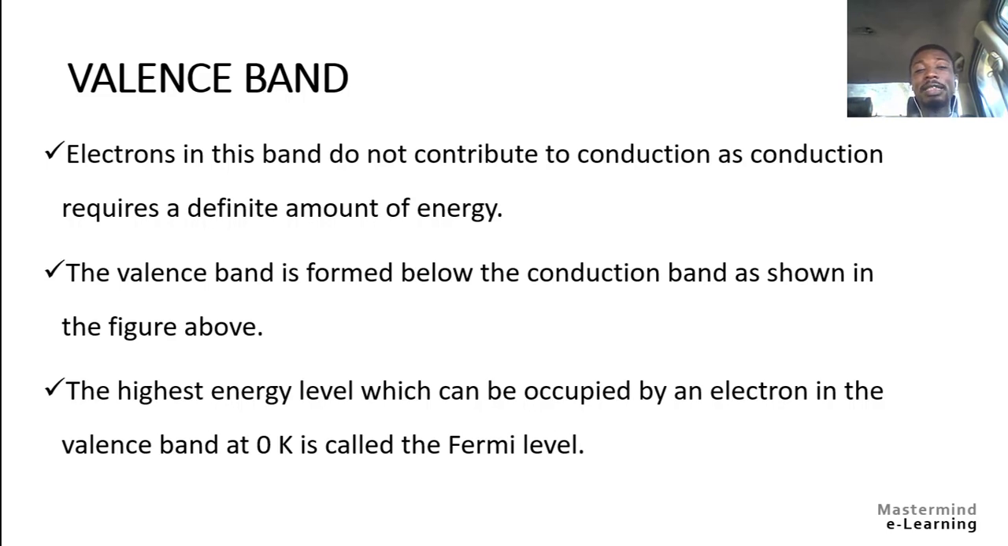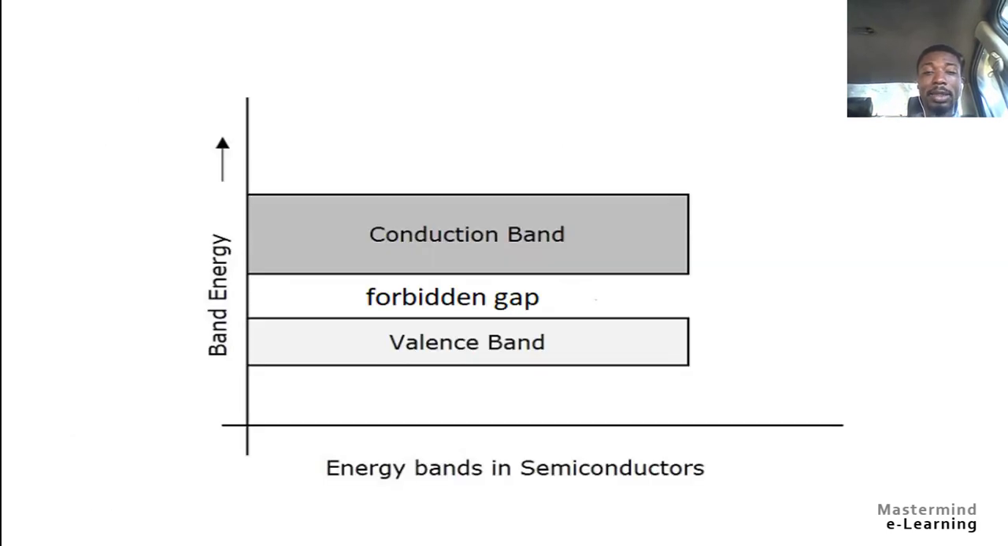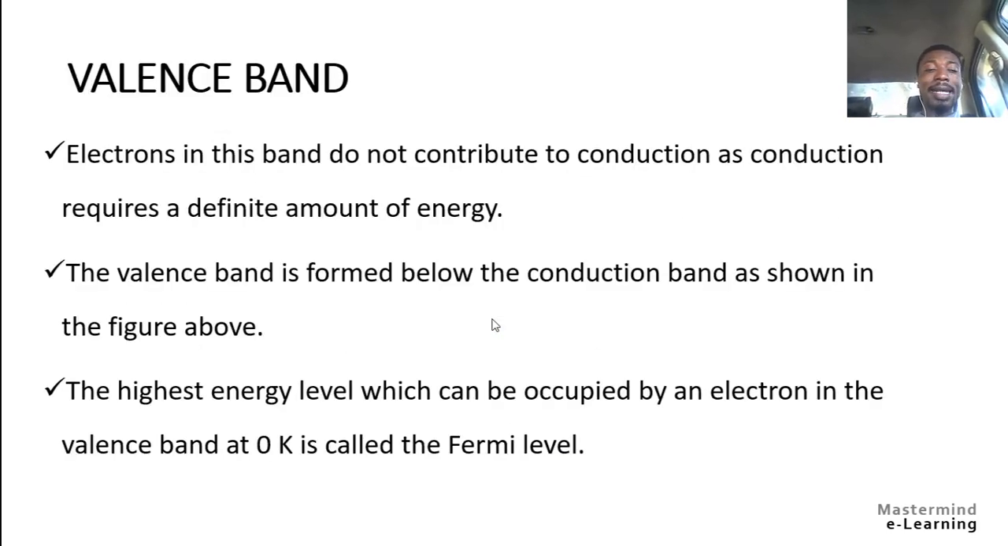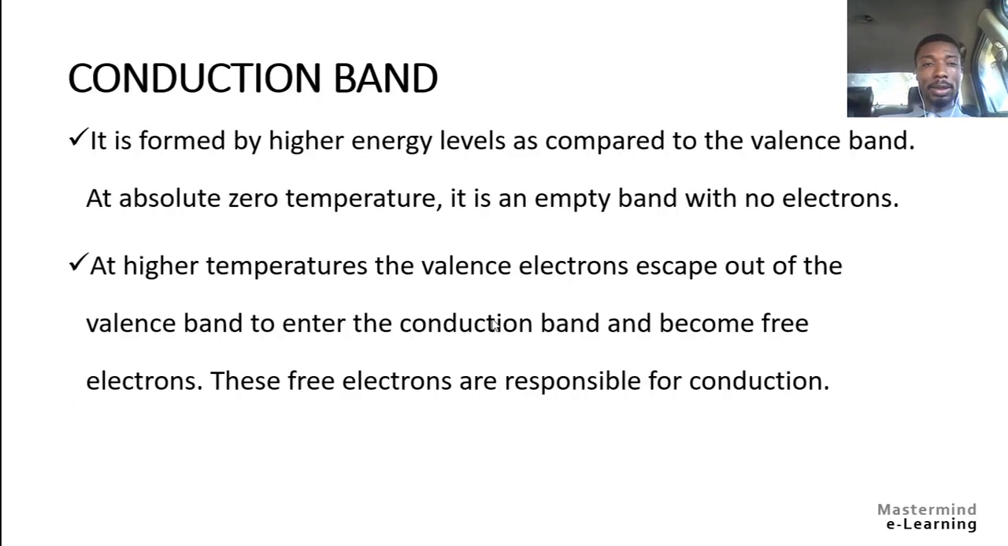The valence band is formed below the conduction band, as shown in the figure above. We looked at a diagram earlier. You can see that the valence band is below the conduction band. The highest energy level which can be occupied by an electron in the valence band at 0 Kelvin is called the Fermi level.